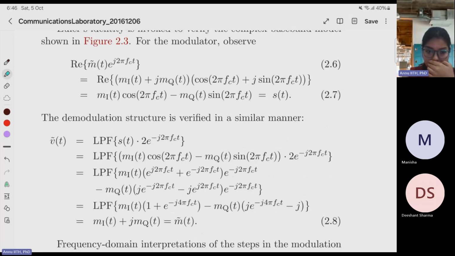So low-pass filter again, the demodulation structure: m_I(t) equals cos 2πf_c t minus m_Q(t) sin 2πf_c t. And remember that in demodulation, we are multiplying with e to the power minus j2πf_c t. Minus is there in demodulation, plus is there with modulation. All set to go? Fine.